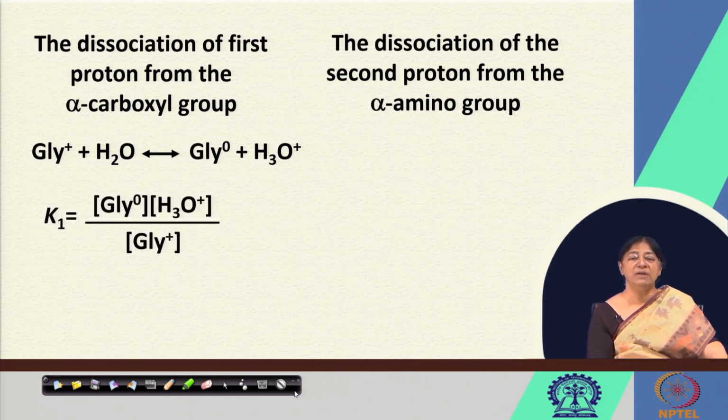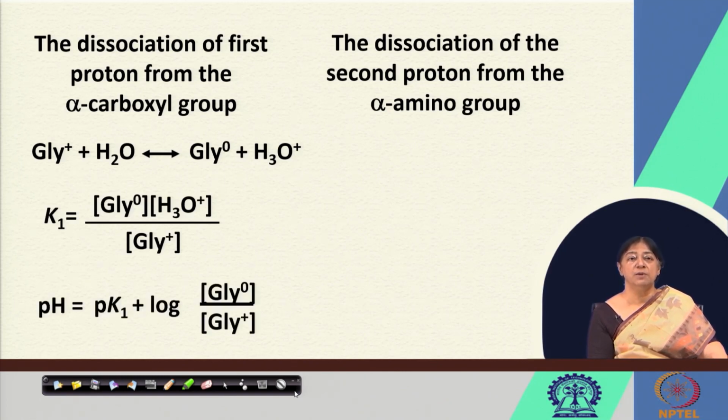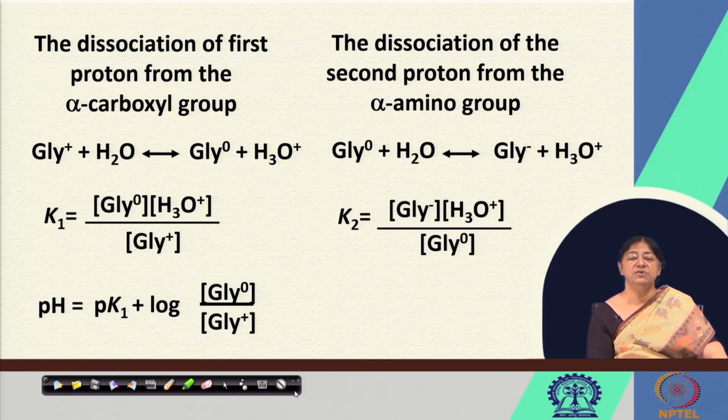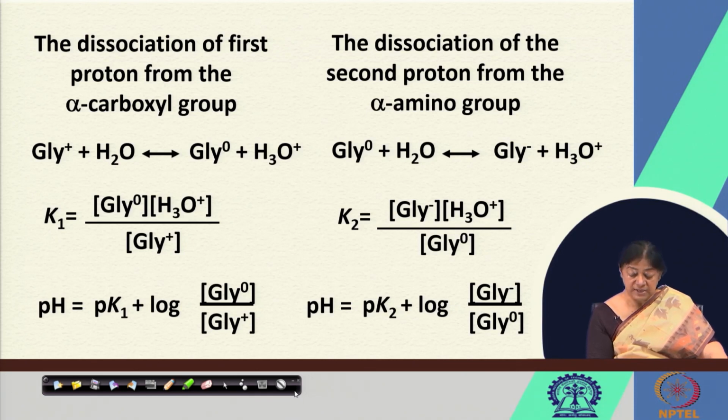We have a K1 value associated with the loss of this first proton from the carboxyl group, which is associated with a pK1 and a pH. Similarly, if we lose the second proton from the amino group this time, NH3 plus going to NH2, we will have a similar expression relating to K2, and we will get a pH value for this also, giving pK2 plus a log of glycine minus by glycine 0.